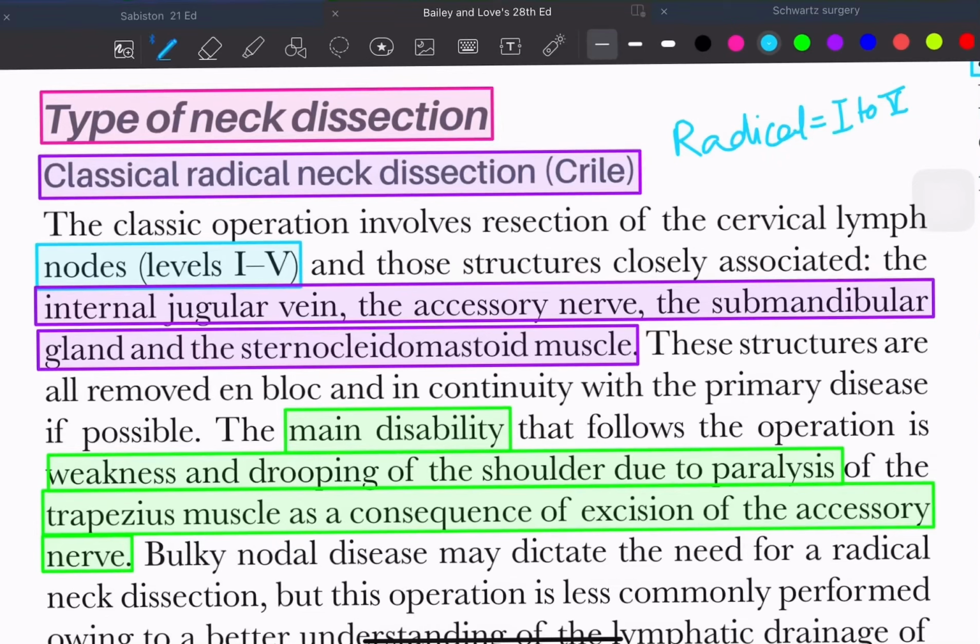Hello friends, today we'll learn about types of neck dissection. First we'll see what information is given in Bailey, then we'll move on to Sabiston, and then we'll go on to Schwartz. So we start with Bailey.